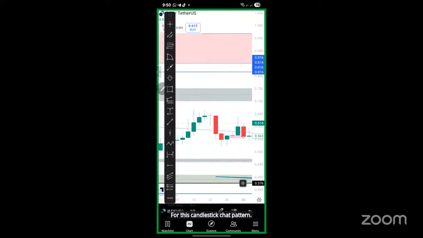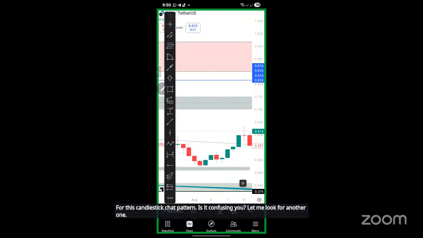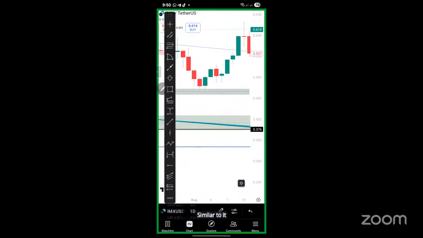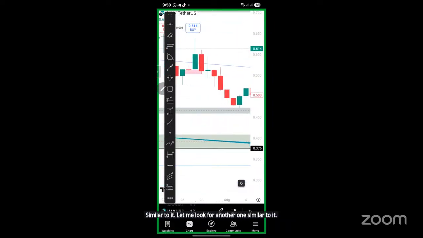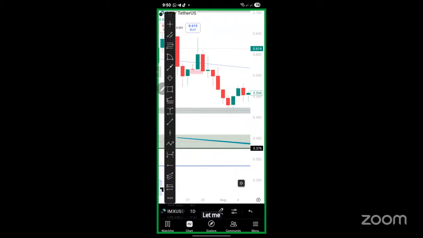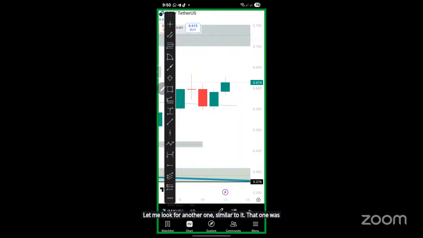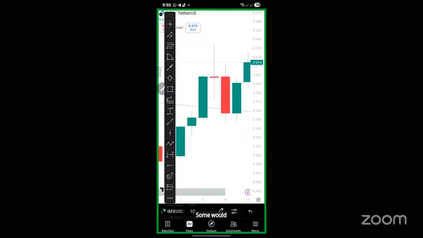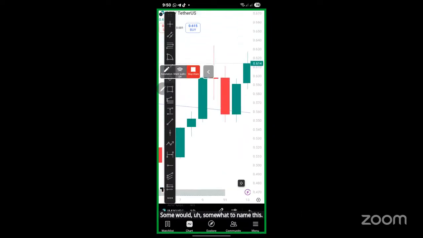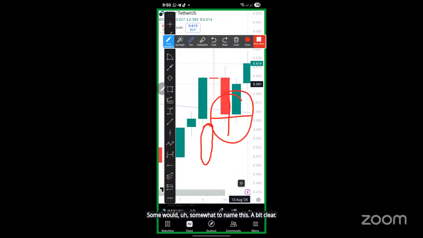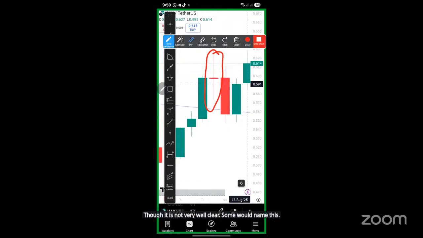Is it confusing you? Let me look for another one similar to it. Here it is. Somebody to name this. It is a bit clear, though not very well clear. Can somebody give us the name here?